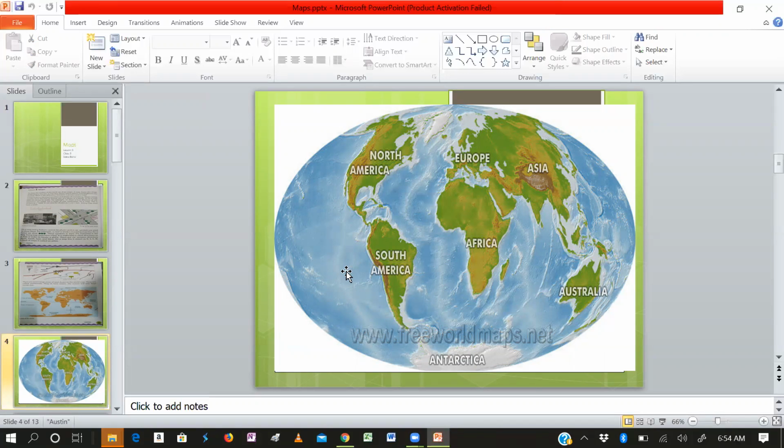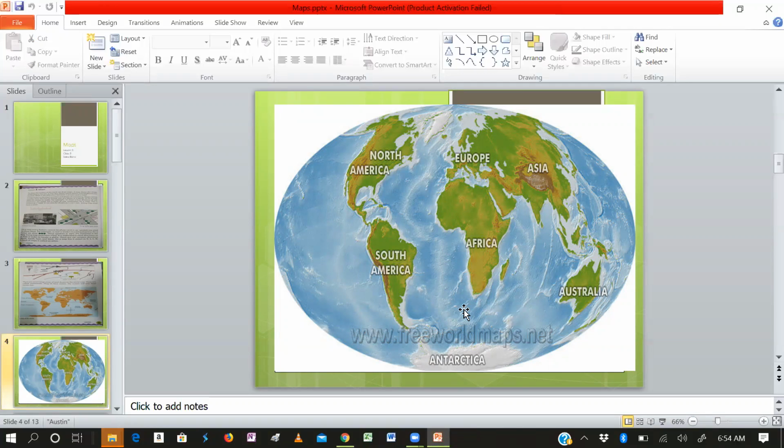It is said that about 71% of the earth is covered with water. So this is all the water on the earth. And you can also see this green part. This green part is what? Land on the earth. And it is said that about 29% of the earth is covered with land. So only 29% is land and 71% is water.